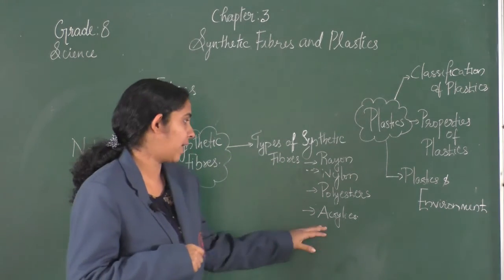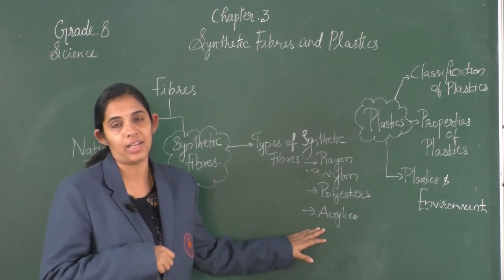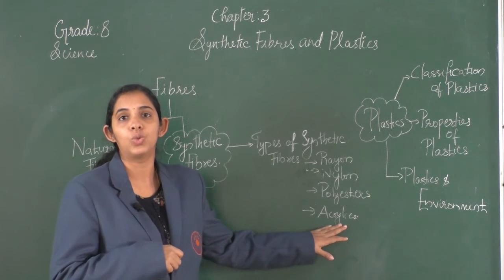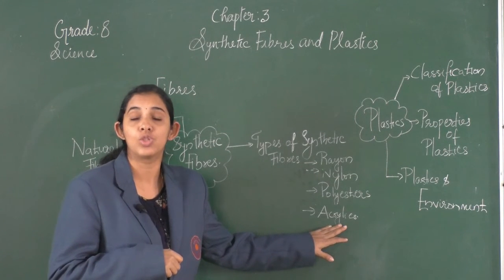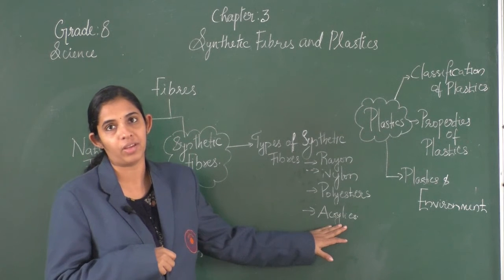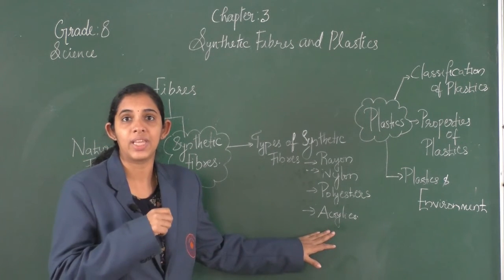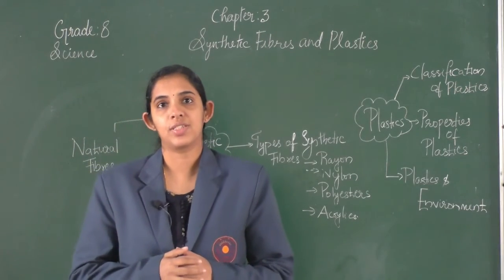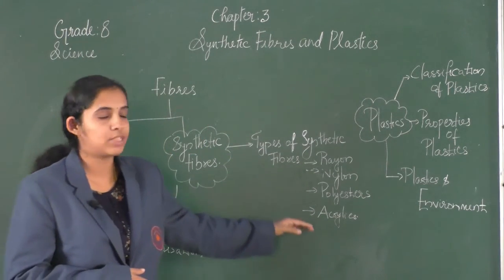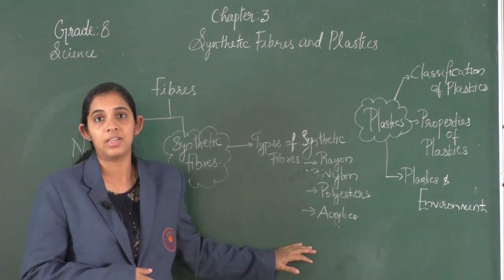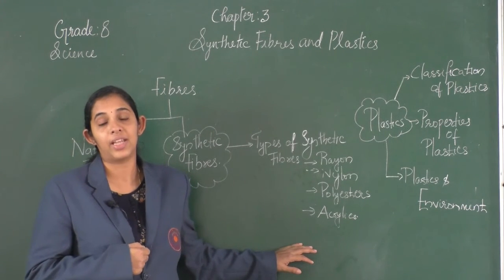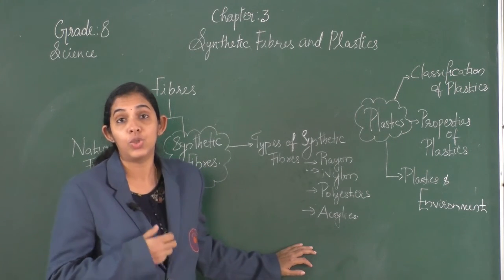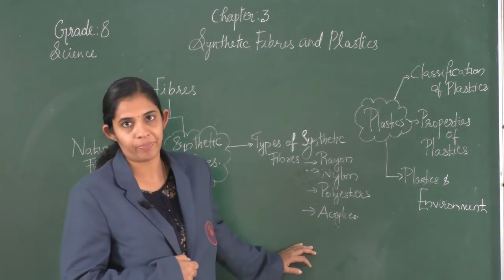The fourth synthetic fiber that we have seen is acrylics. Acrylic is very similar to wool, so it is also called synthetic wool. But compared to wool, it is very cheap and more durable. Then some of the characteristics that we have seen for synthetic fibers are that they are readily available and cheap compared to natural fibers. Also, they are durable and easy to maintain.